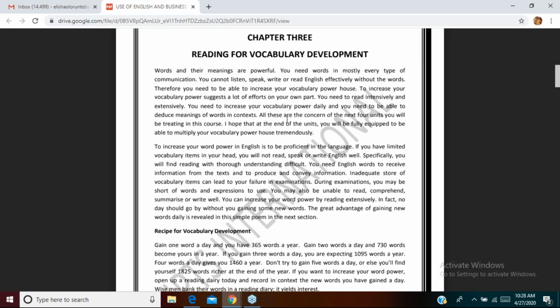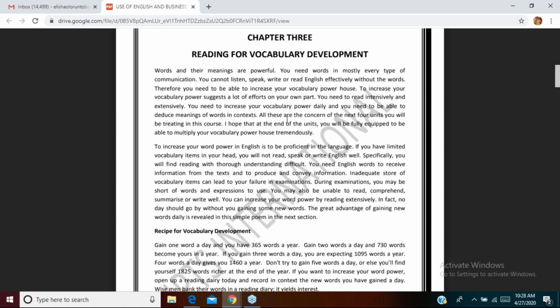All these are the concern of the next 4 units you'll be treating in this course. I hope that at the end of the unit, you'll be fully equipped to multiply your vocabulary power tremendously.